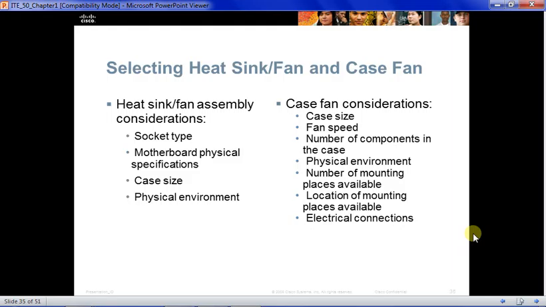Our heatsink and our case fans. So you're going to need to take into consideration the socket type, the motherboard and physical specifications, the case size, and the physical environment for the type of heatsink fan assembly that you might want to purchase. For a case fan: case size, fan speed, number of components, physical environment, number of mounting places available, location, and the electrical connections. Do you have the connections for it?